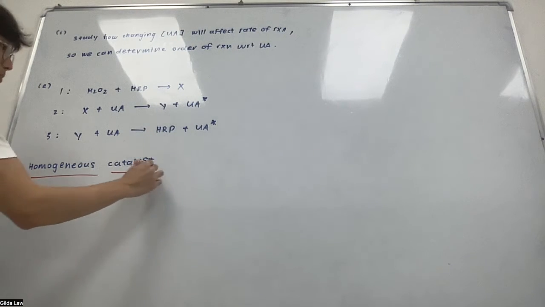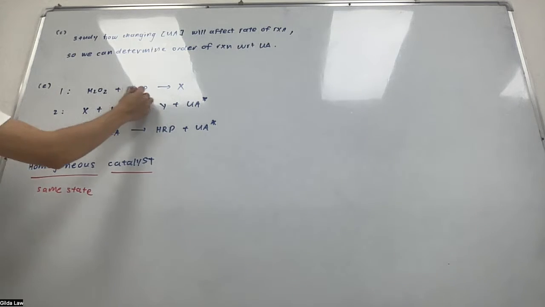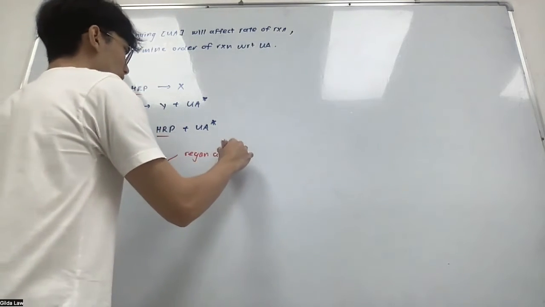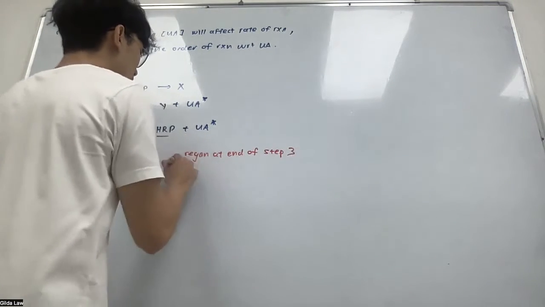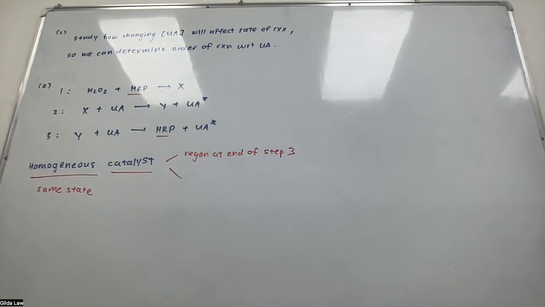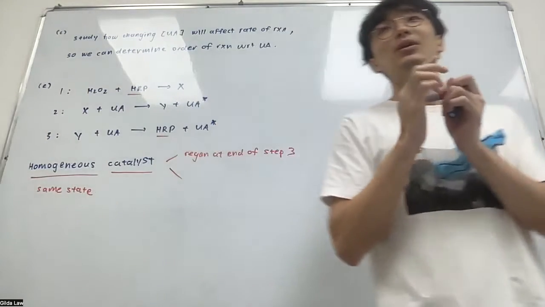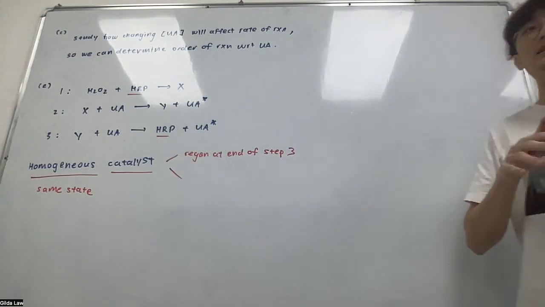Now, catalyst, there's a lot more things to talk about in the catalyst. Based on the reaction pathway here, what are some properties of the catalyst that it exhibits? Yes, you see the HRP is regenerated at the end of the reaction, at the end of step 3. There's also another thing you can talk about. Can you all revisit and remember what the definition of a catalyst is? What other properties of that definition is also applied over here?